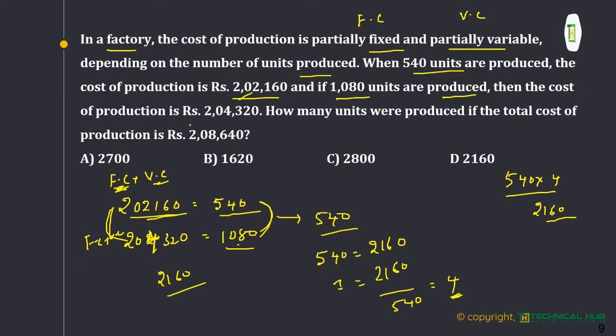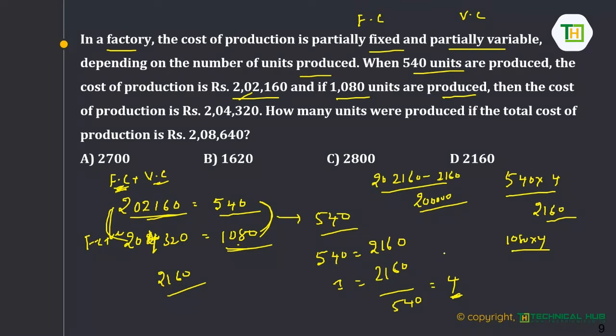Now you are calculating the variable charges because 1 unit charge is 4 rupees. And 540 units is nothing but 540 into 4, that is equal to 2160. If we subtract 2160 from 2 lakhs 2160, then what are the variable charges here? So the fixed charges are nothing but 2 lakhs. Or if we take 1080, then 1080 into 4, you will get the variable charges.